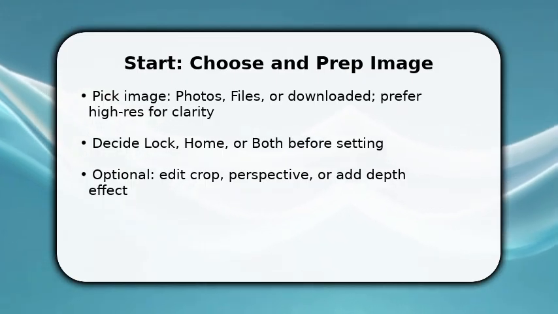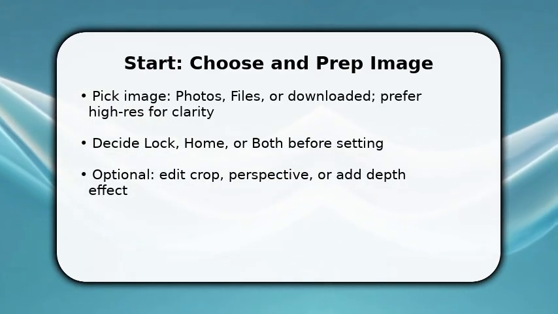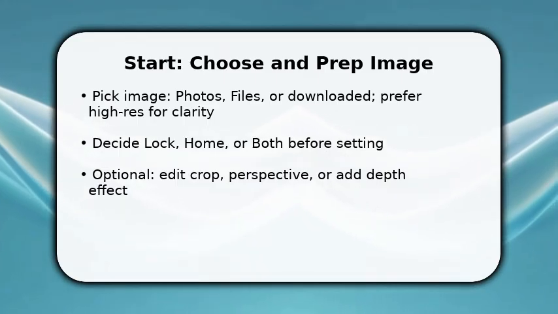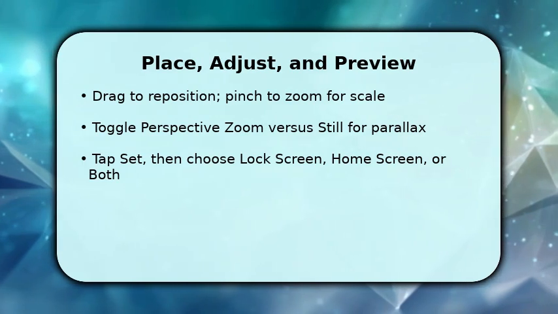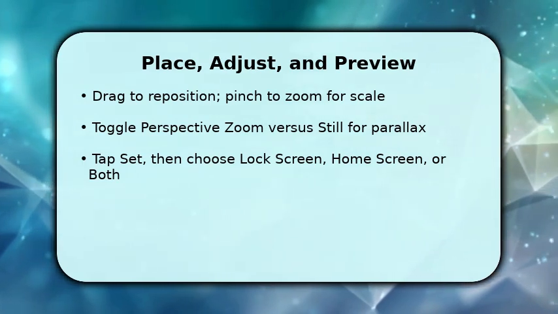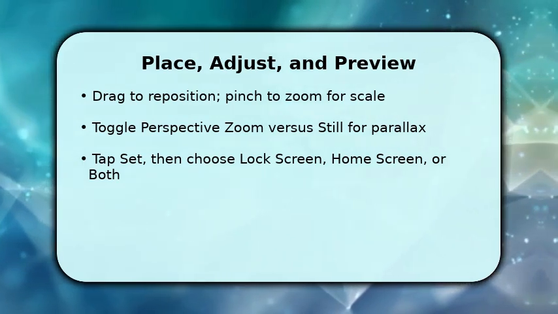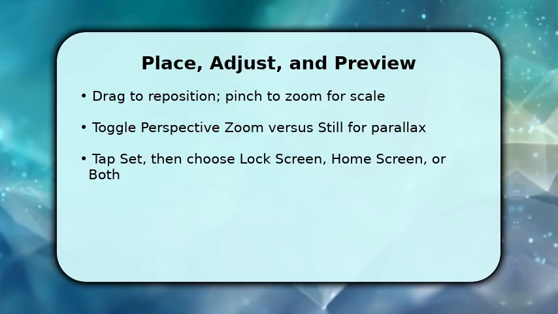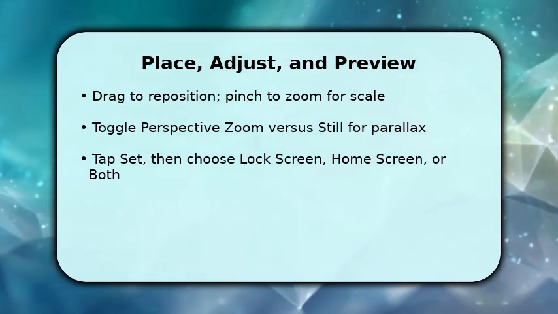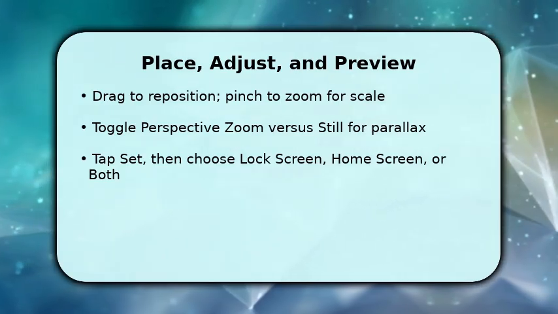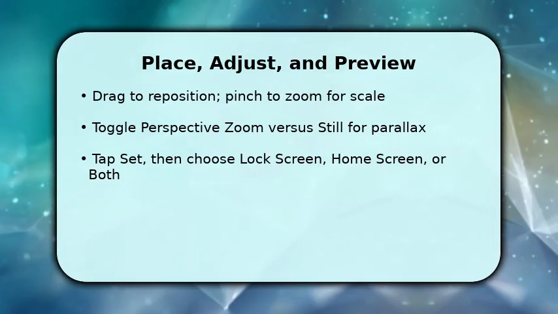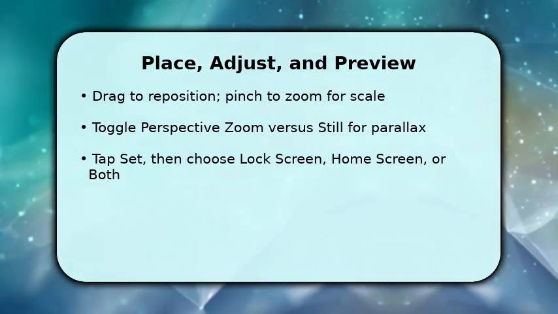This first step sets visual scale and focal point, so make sure the subject sits where you want it on the screen. Now you position and refine. Drag the image to place the main subject, then pinch to zoom until framing feels right. This controls what's visible behind icons. Toggle perspective zoom on to let the wallpaper shift with motion, or turn it off for a still background, useful for readability. Tap Preview to inspect icons and widgets against the image.